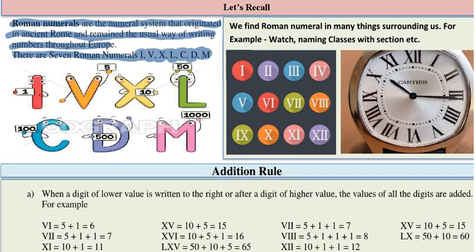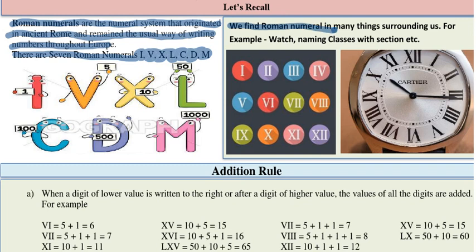We find Roman numerals in many things surrounding us, for example, watches, and naming classes with sections. Now it is giving us some examples. You can see here this is a watch which is showing some Roman numerals on it. You can see here we have X over here. Now we study in a class, like 6th C, 3rd B, these sections with the classes. For these also we use Roman numerals.